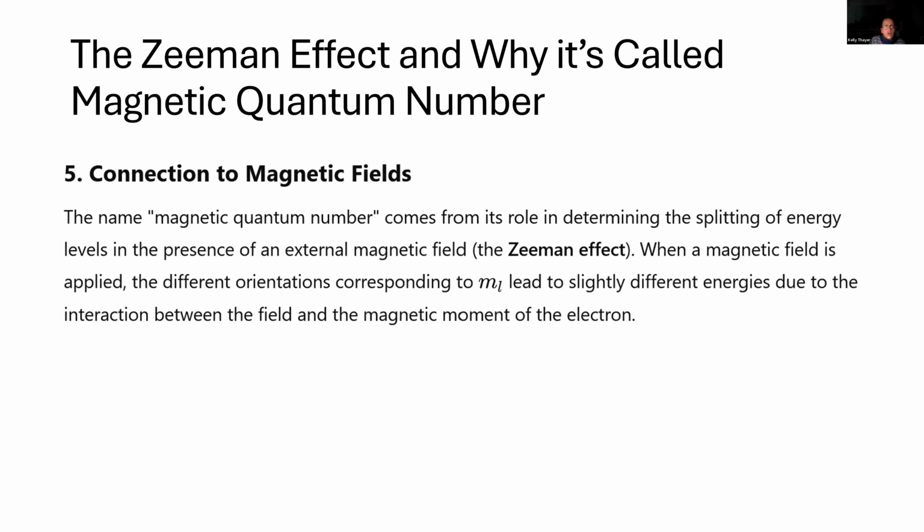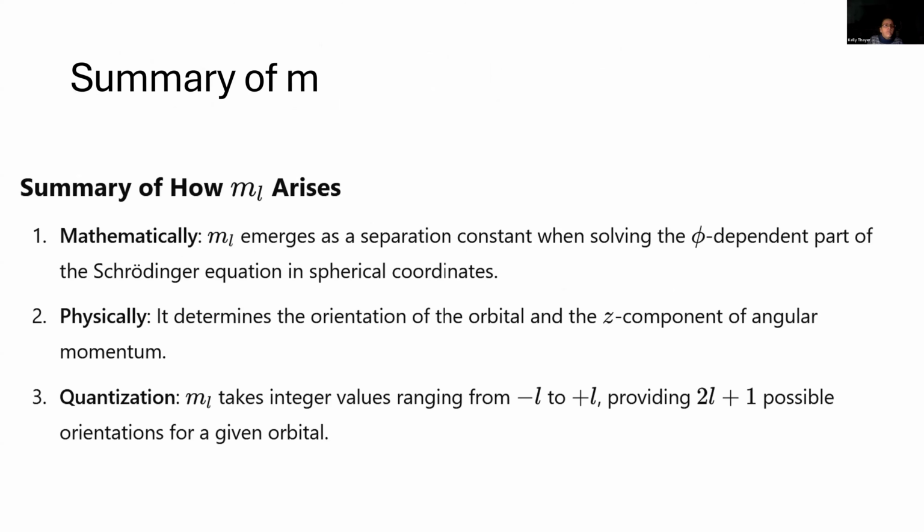This brings us to the Zeeman effect, and also this ties into why the m sub l is called the magnetic quantum number. So the name magnetic quantum number comes from its role in determining the splitting of energy levels in the presence of an external magnetic field, which is known as the Zeeman effect. When a magnetic field is applied, the different orientations corresponding to the m sub l's lead to slightly different energies due to the interaction between the field and the magnetic moment of the electron.